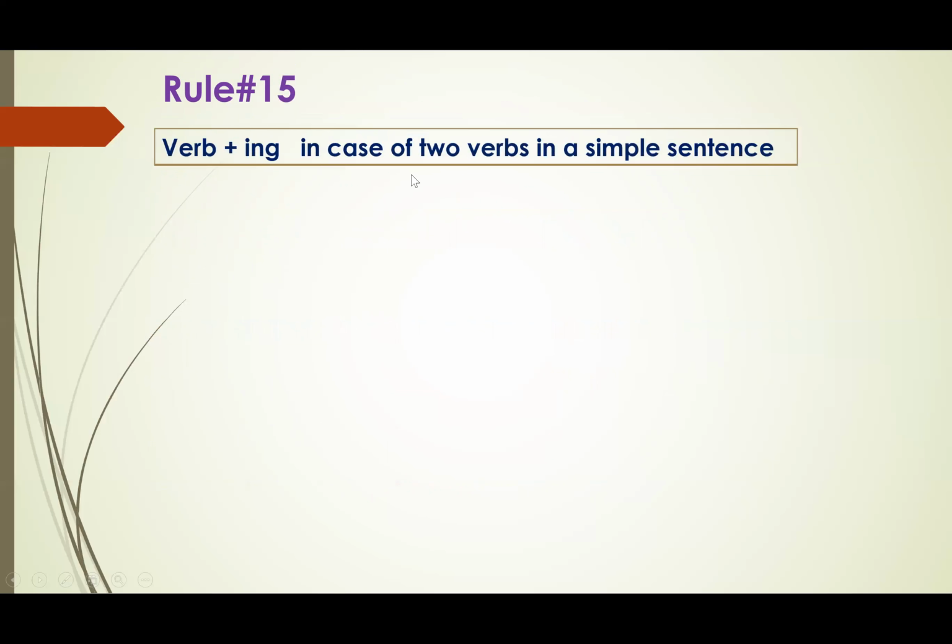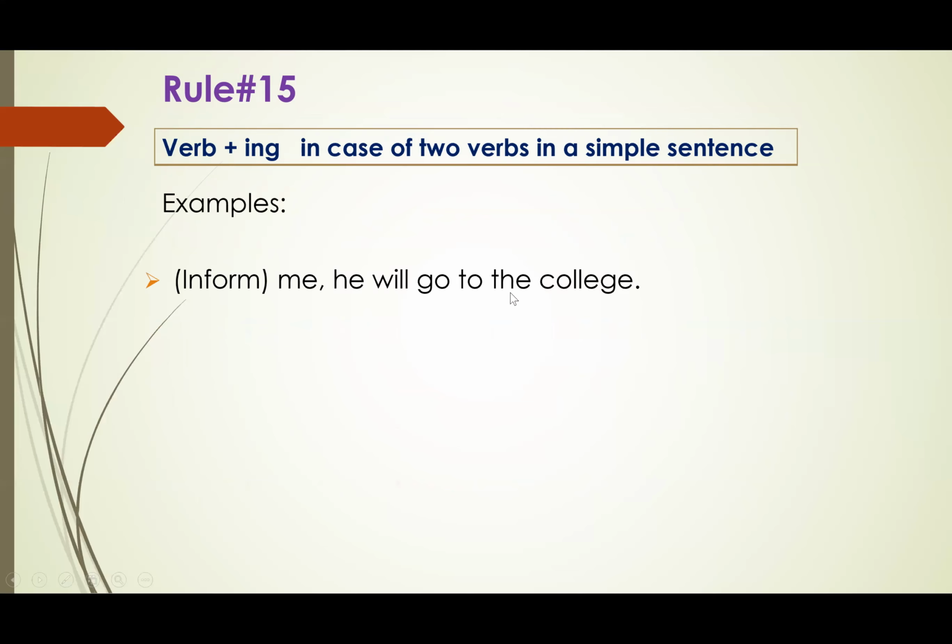Rule number 15 is, you see, verb plus ing in case of two verbs in a simple sentence. Okay, you see, inform me he will go to the college. Inform me. Verb plus ing in case of two verbs in a simple sentence. But here, see, inform me he will go to the college. So here, there are "will go" and "inform". Here, you have to understand the meaning of the sentence. So we will say: informing me, he will go to the college.